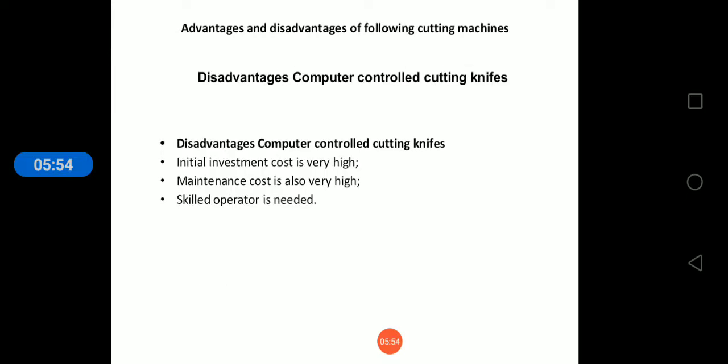The disadvantages of computer controlled cutting knives. Initial investment cost is very high. Maintenance cost is also very high. A skilled operator is needed.